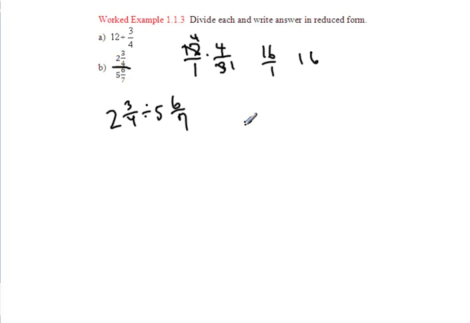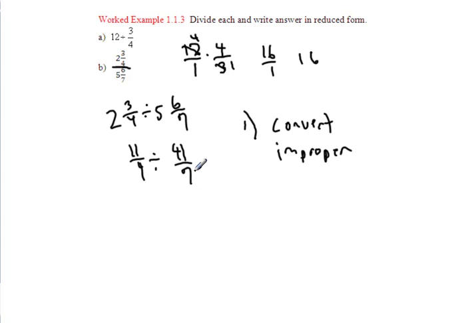So first, what we're going to need to do is convert, and what we're going to need is our improper fractions. We can do this by going 4 times 2, which is 8. 3 more makes 11/4. And we still have division, because we're not done converting yet. 5 6/7: 7 times 5 is 35. Add 6 more is 41. That's over 7. And now that we've got improper fractions, step 2 is change to multiplication.